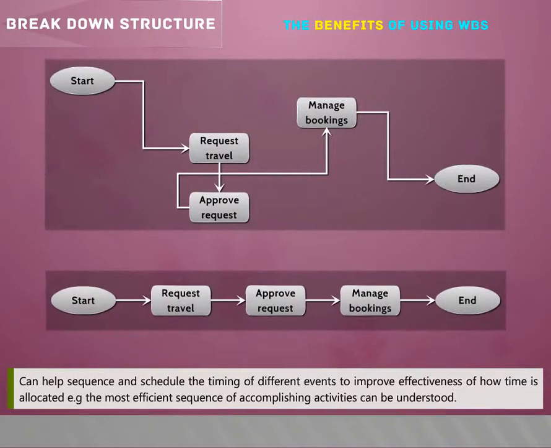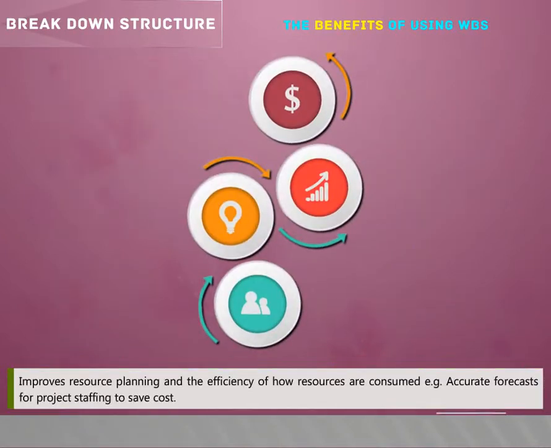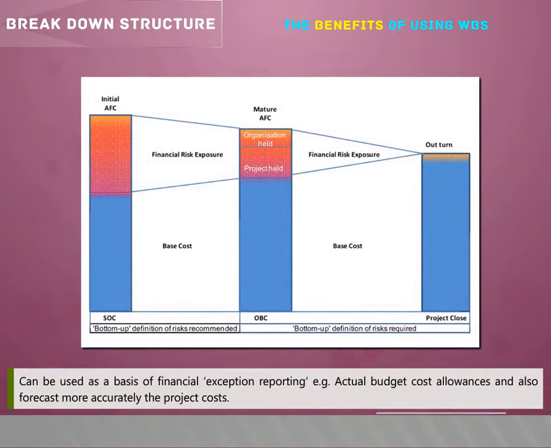It can help sequence and schedule the timing of different events to improve effectiveness of how time is allocated. For example, the most efficient sequence of accomplishing activities can be understood. It improves resource planning and the efficiency of how resources are consumed, for example, accurate forecasts for project staffing to save cost. It can be used as a basis of financial exception reporting, for example, actual budget cost allowances and also forecast more accurately the project costs.